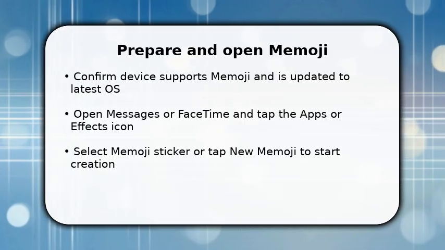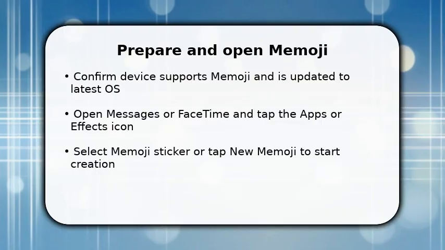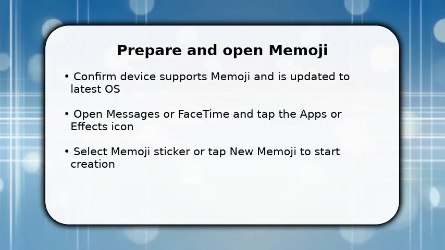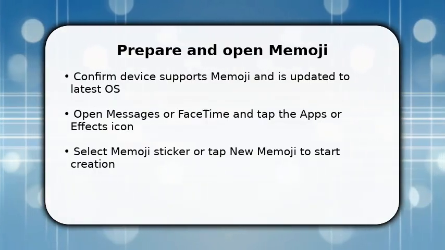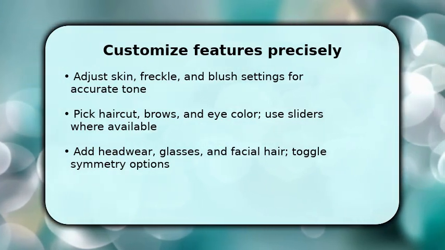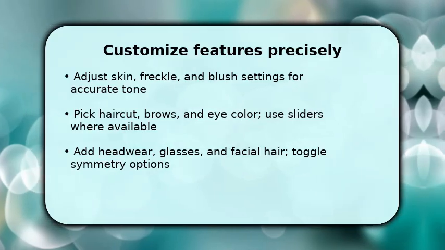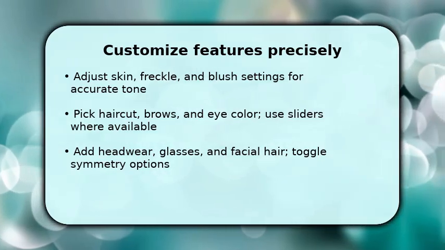As you proceed, focus on the first features, skin, hairstyle, and eyes, because they define likeness and save time later when customizing accessories. Now you'll go deeper into customization to get the expression and character you want. Start with skin details and subtle marks to create a believable base, then move to hair, brows, and eye color.